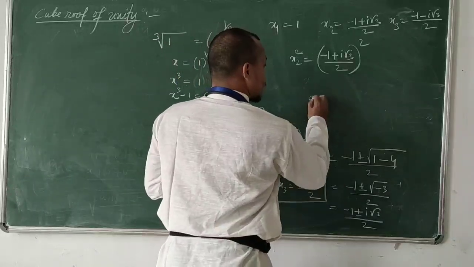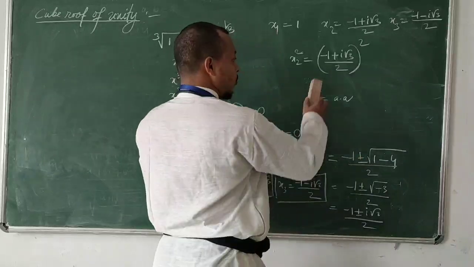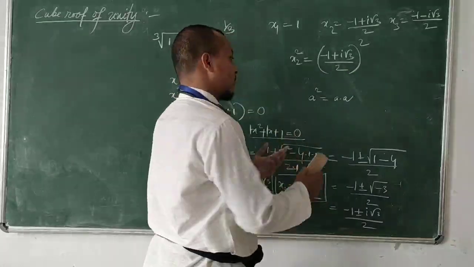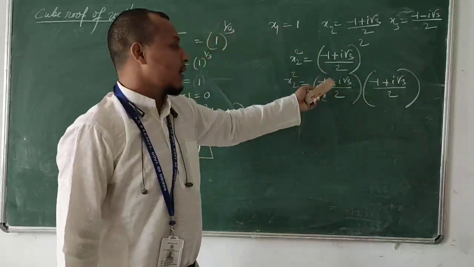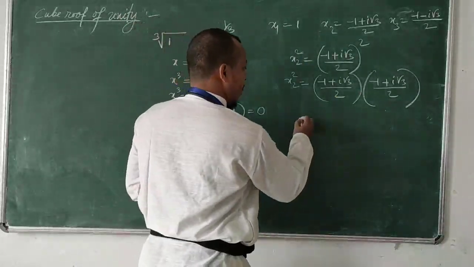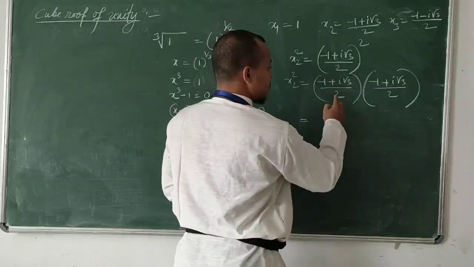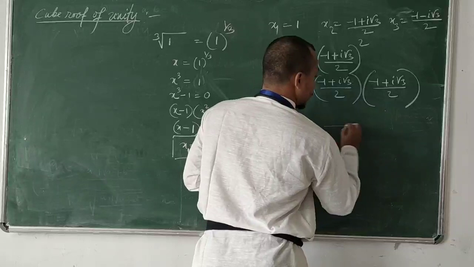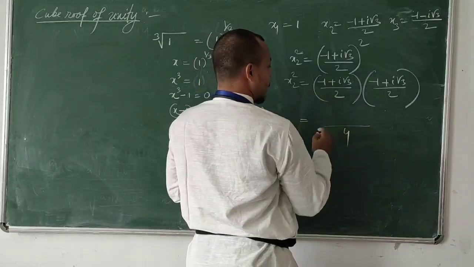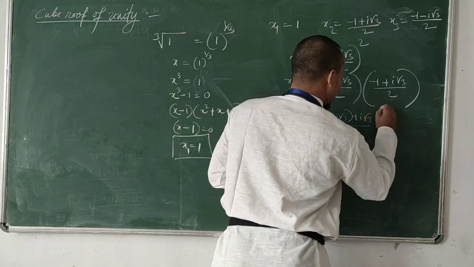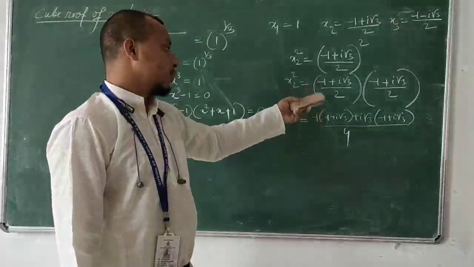We know that a square is equal to a into a. So here also we will do the same thing. This one I can write like this. Now multiply: the denominators multiply each other, so this will become 4. Now this numerator, just use the distributive property.